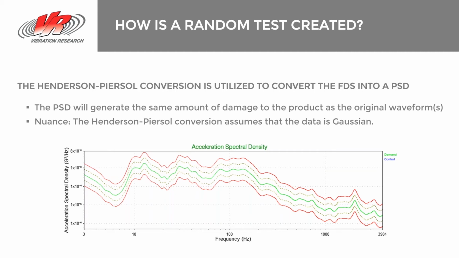So when we have our FDS generated, we utilize the Henderson-Pearsall conversion to convert from the fatigue damage spectrum into a PSD. And that is the method that is used for generating a damage equivalent random test that can be the combination of multiple environments scaled appropriately to their contribution to the lifetime of the product, and then accelerated to run that life dose worth of damage in a much shorter period of time.